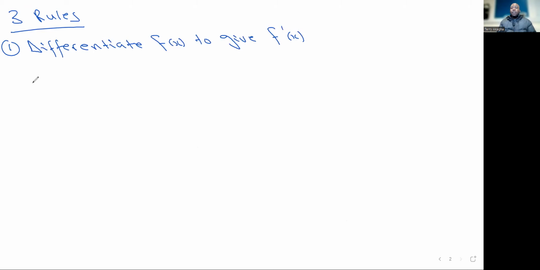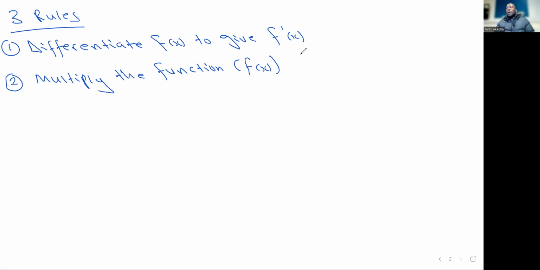Now, after you've differentiated that, the next thing you do is multiply the function, that is the f of x, by the ln of the base a. So in this case it is the a. So you multiply the function by the ln of the base.